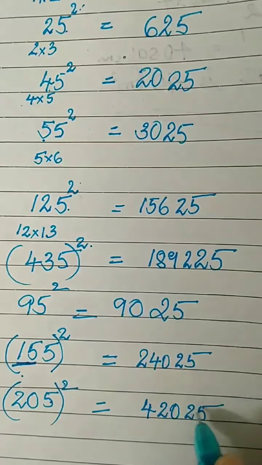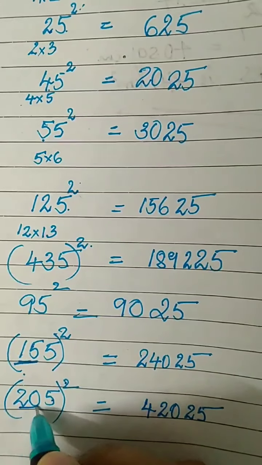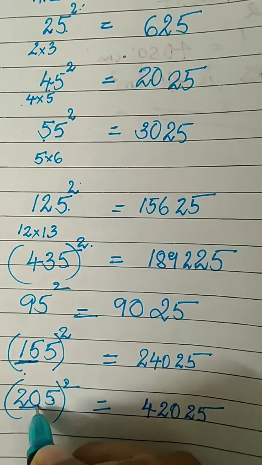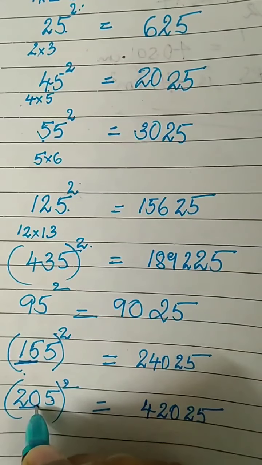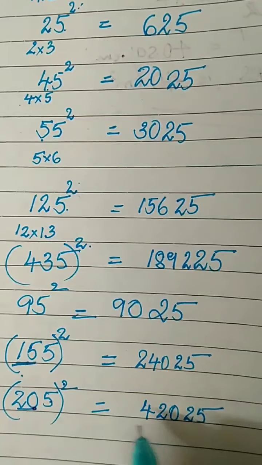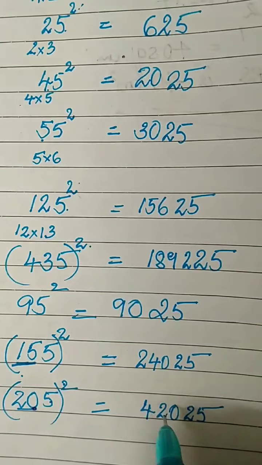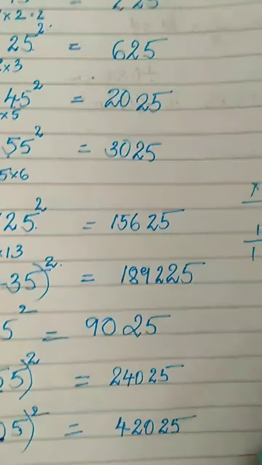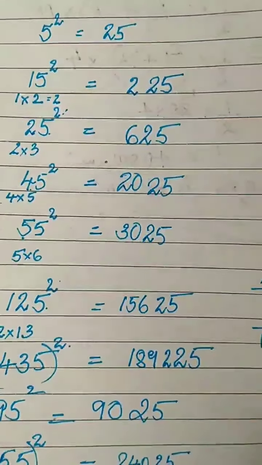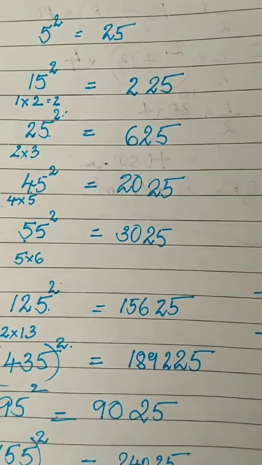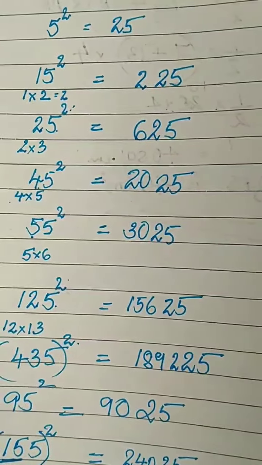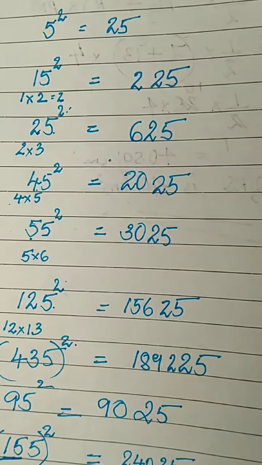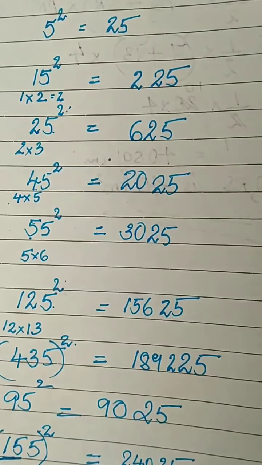Similarly, 205, the whole square. 5 square 25 you wrote. Then we have 20. The next number after 20 is 21. You multiply 21 into 20, you got 420, and the final answer will be 42025. So please use this trick or this easy way during your mathematical calculation so that you spend less time in calculation and more time in checking your answers.